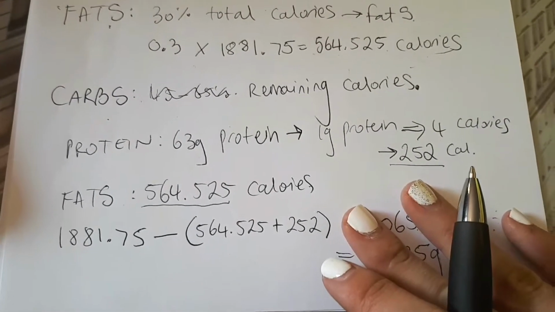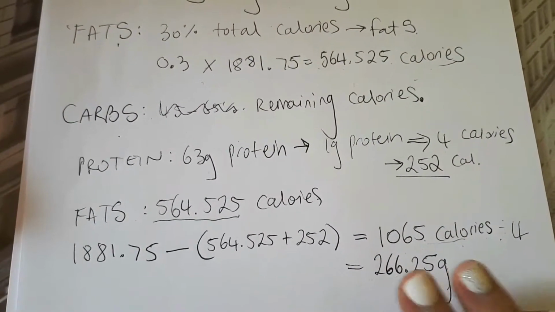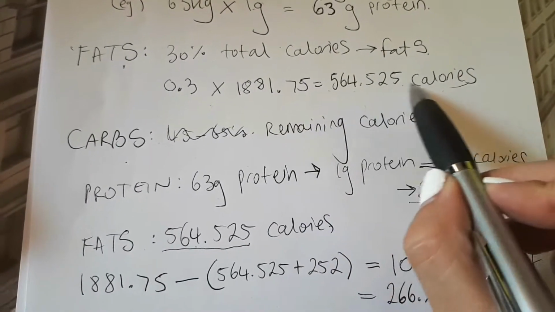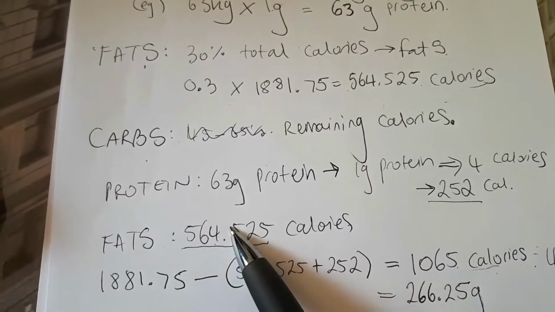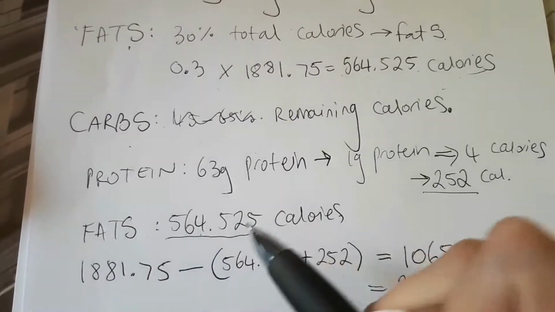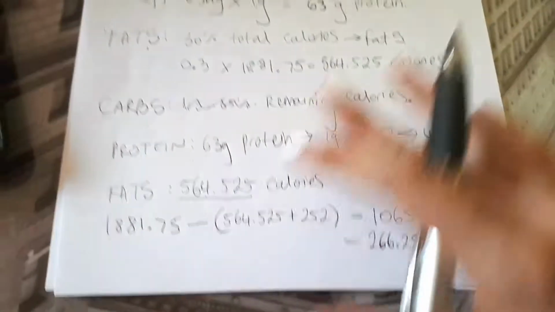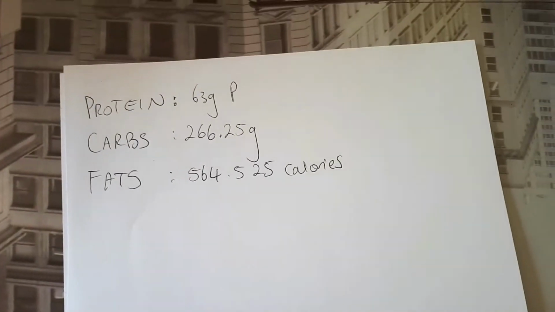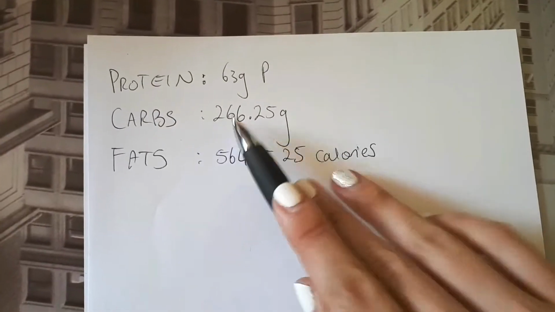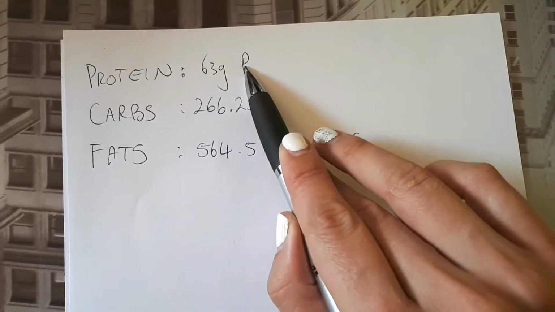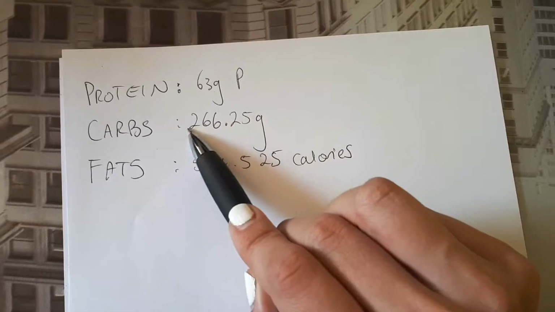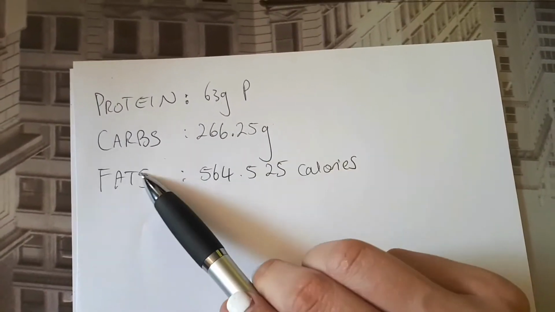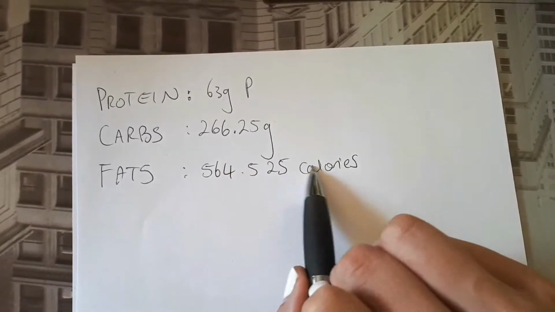Okay. One thing that we haven't worked out in macros is your fats, because remember, it gave us an answer in calories. So now we want to work out what our macros are in fats. But let me quickly do a summary, because this is just looking super busy. Okay, so here's the summary. Protein, 63 grams of protein. Carbs, we worked out we'll have 266 grams of carbs as our macro. And fats, we've actually got it in calories.